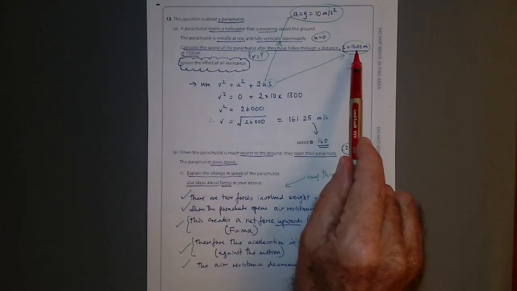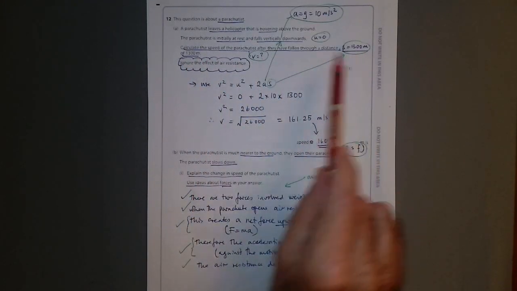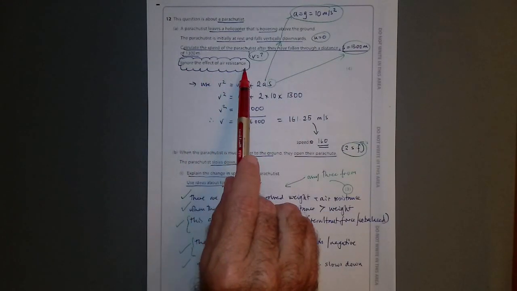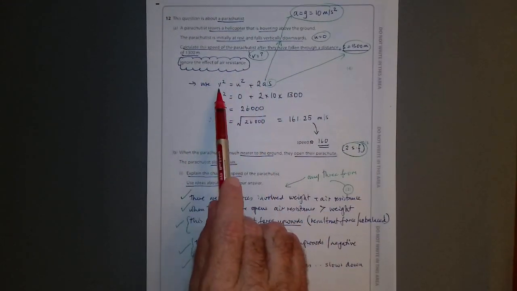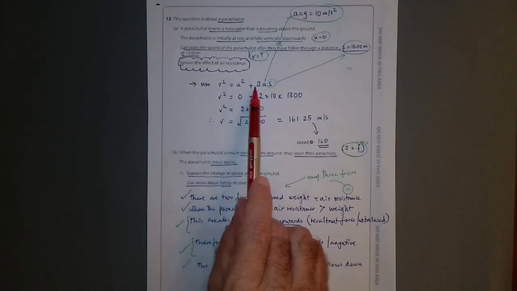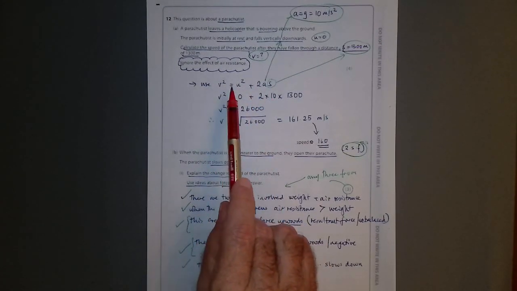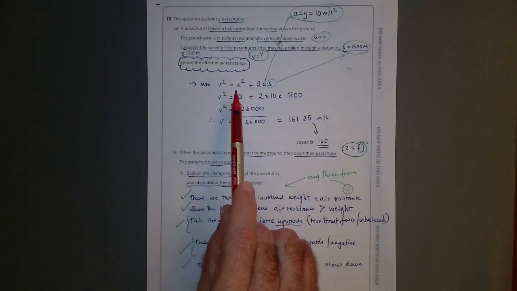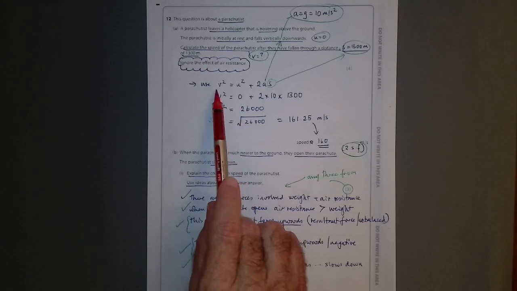s equals 1,300 meters. Remember, s is displacement or distance. Ignore the effect of air resistance, it says. So this time, again, we can use the same equation, v squared equals u squared plus 2as. This is really good that you've had this twice. This is the most difficult equation in motion that you need to remember.